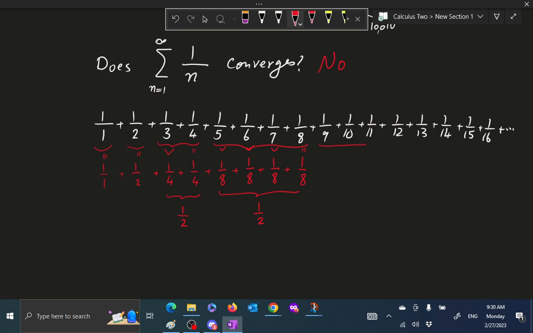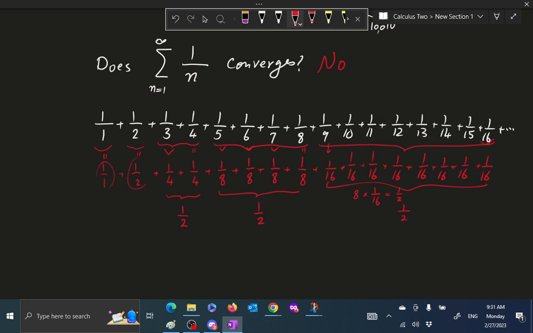Now add up the next 8. 1/9 is bigger than the last item of this series, more than 1/16. This one is also larger than 1/16, and so on. These are all larger than 1/16. The last one is equal to 1/16. Well, how many do I have? I have 8, each of them 1/16. If you add them, you get 1/2. This is at least 1/2. It is 1/2.